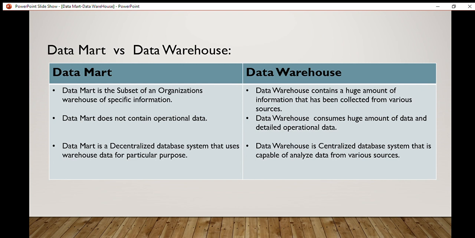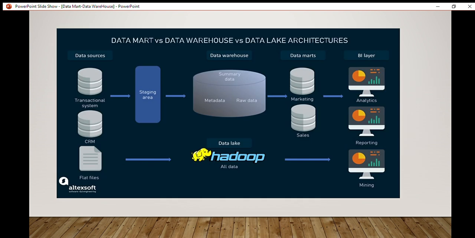In the same way, a data mart is a decentralized database system that uses the data from the warehouse itself for specific information. But coming to the data warehouse, it is a central database system. It has the capability to analyze the data from various source systems. If you see the picture, you will get a clear idea.